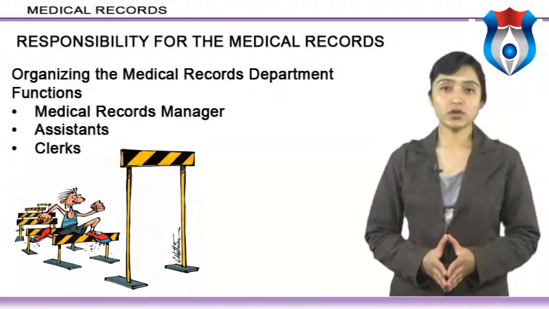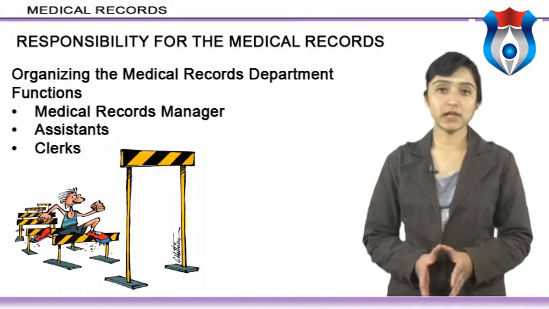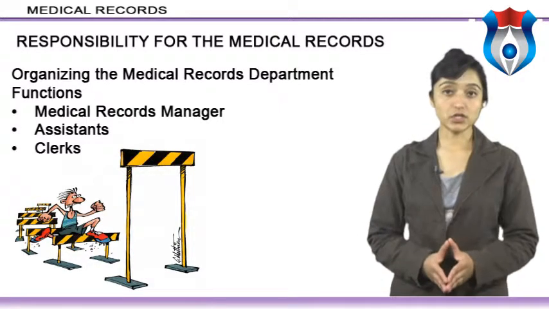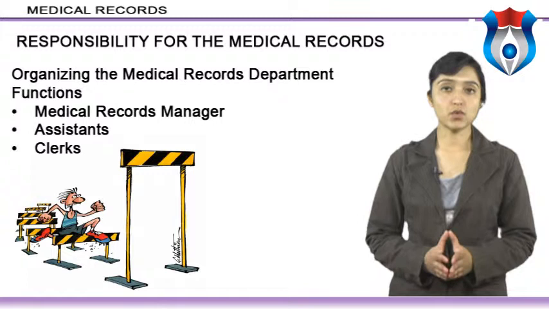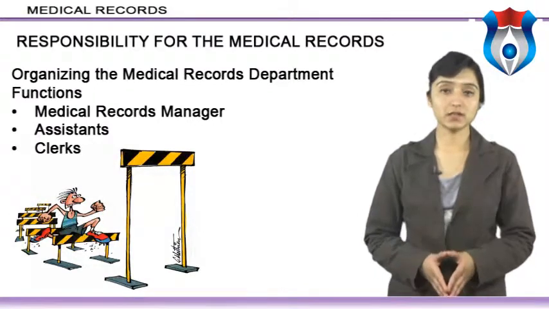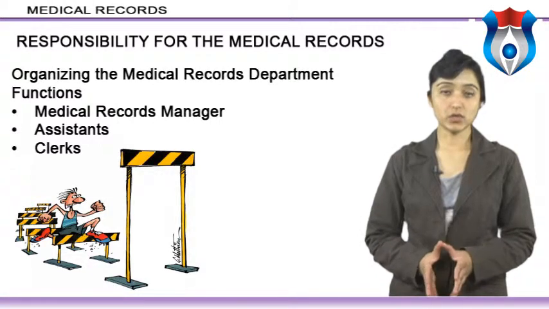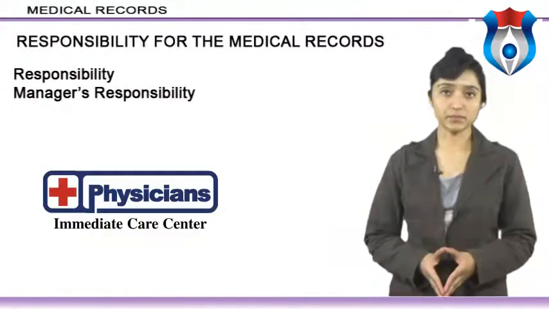Organizing the Medical Records Department functions. Medical Records Manager: planning and organizing includes budgeting, tactical and operational planning. Assistants: supervision, analysis, coordination and carrying out work assigned by the manager. Clerks: retrieval, assembling, coding, indexing, statistical calculations and filing.